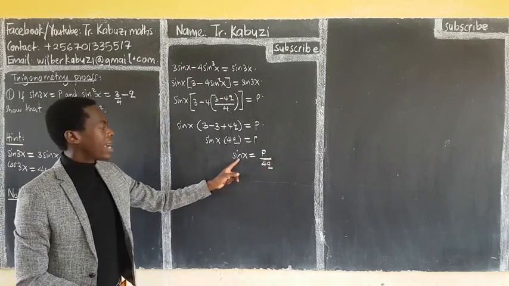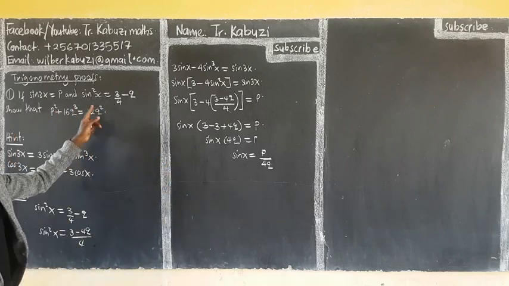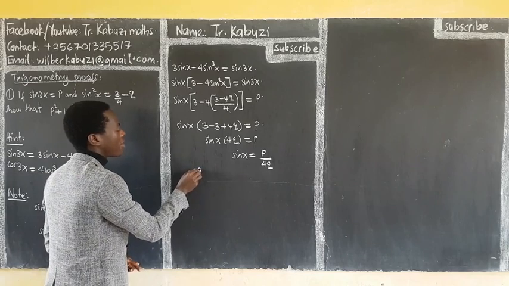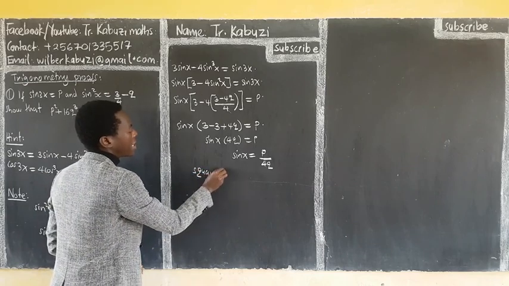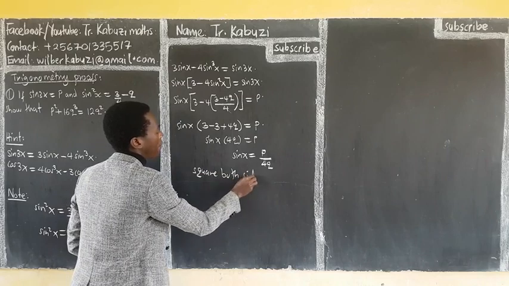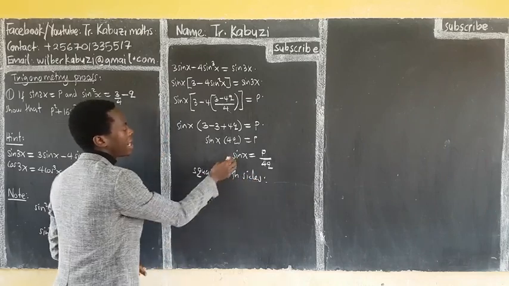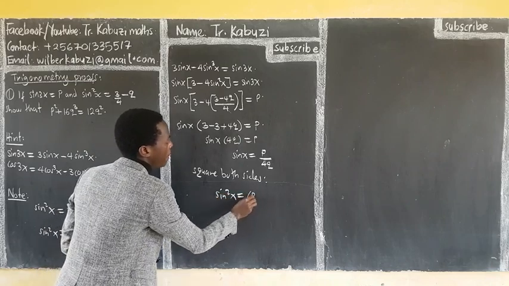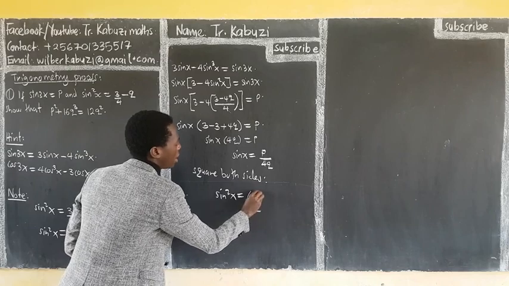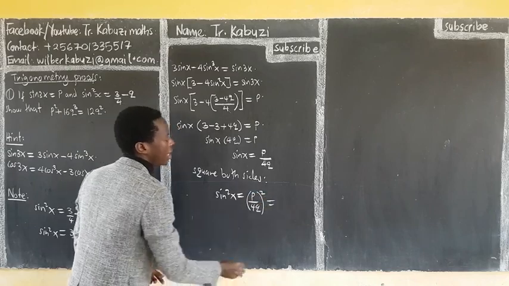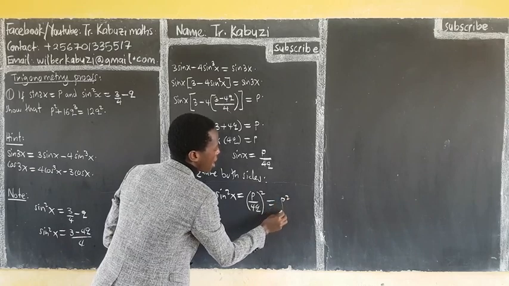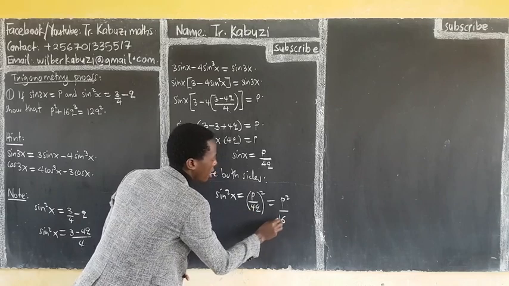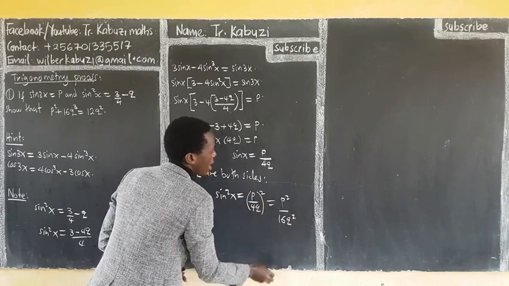Now, we know what sine x is. Now, we have also sine squared. So, can we square both sides? So here we say square both sides. If I square both sides, I'll have sine squared x equaling p over 4q, the whole squared, which is going to be p squared over, when you square 4 you get 16, when you square q you get q squared.